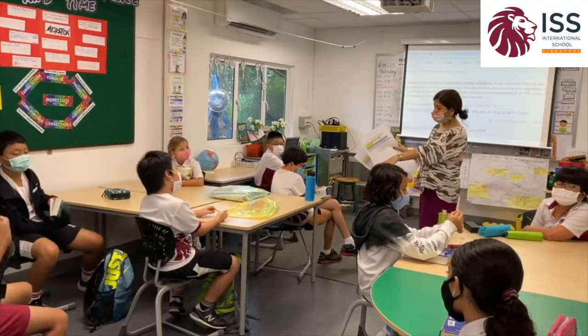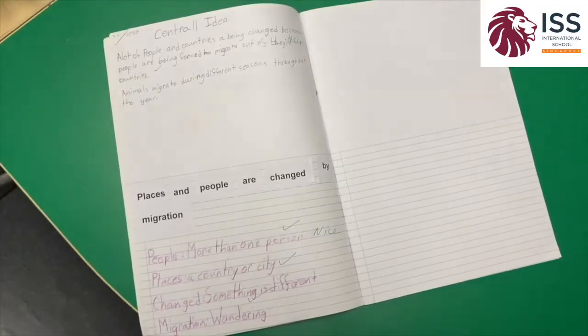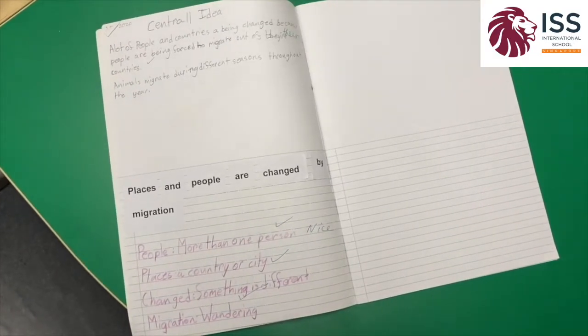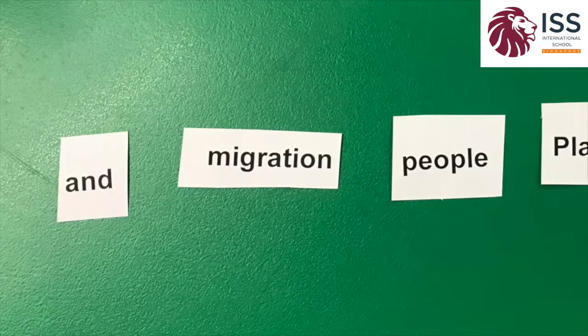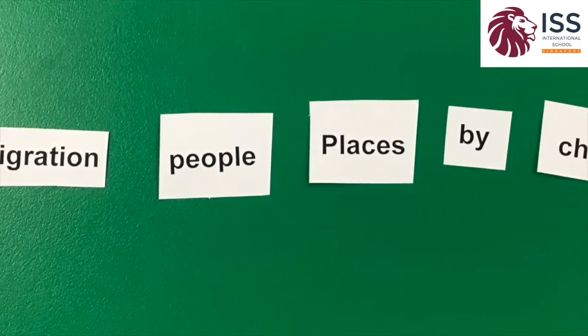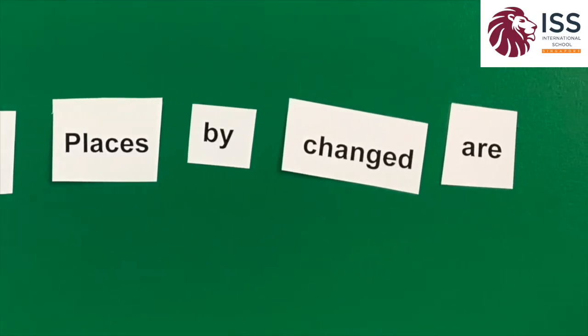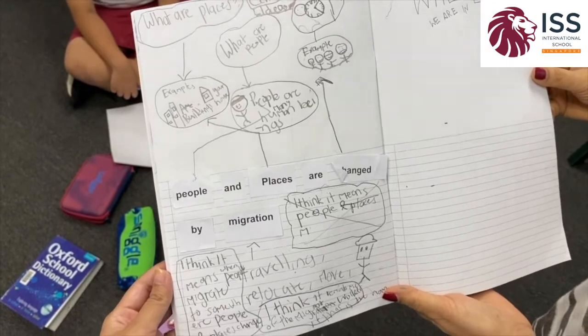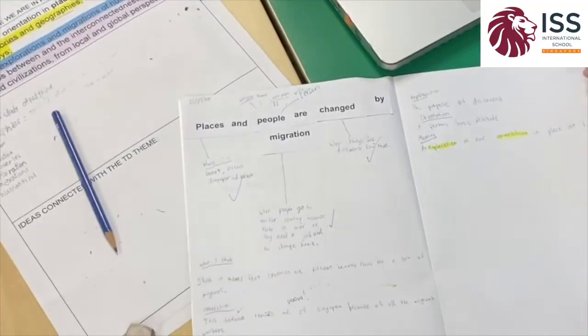The next day, we introduced the central idea. Places and people are changed by migration. Each student was given a set of words that they had to unscramble and organize into a coherent sentence, which was the central idea.